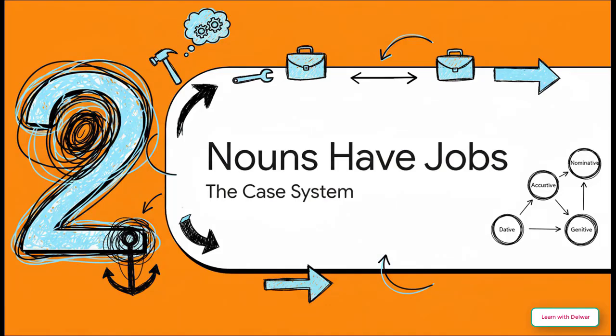All right, you've totally mastered the anchor. Now let's get to our second key, which is this idea that in German, nouns have jobs. You see, in English, we usually know who's doing what based on where the words are in the sentence, but German does something a little different. It uses what's called the case system to give each noun a specific role.